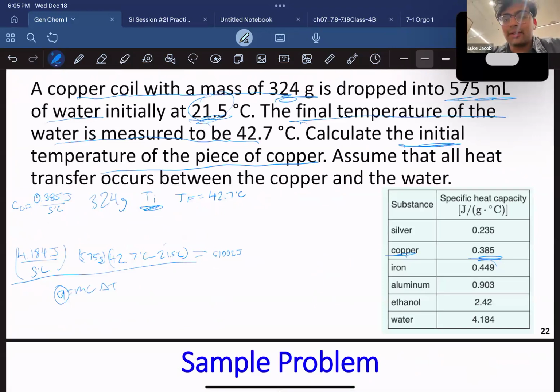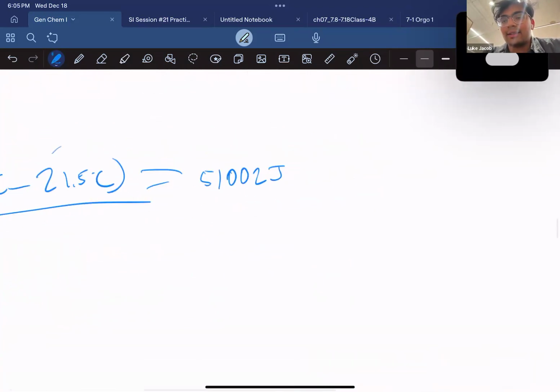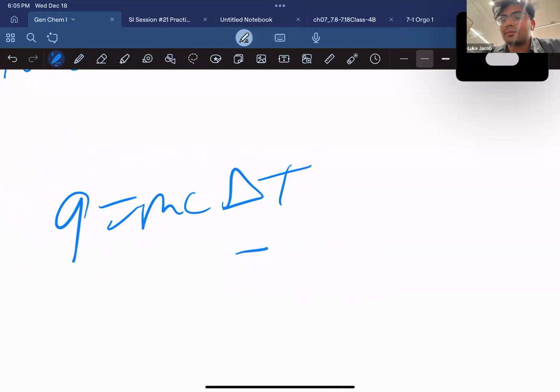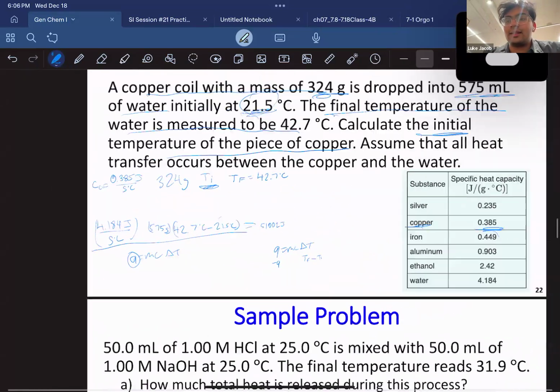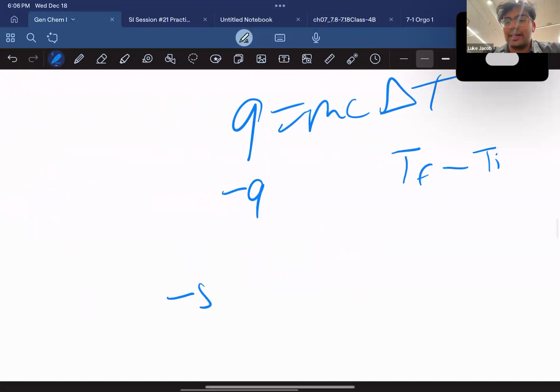So I found the amount of energy absorbed by the water. Now what you want to do is plug that back into Q equals MC delta T and figure out the initial temperature. There's a couple of ways you could go about this. If you're doing TF minus TI, this Q has to be negative, because the copper is actually releasing energy.